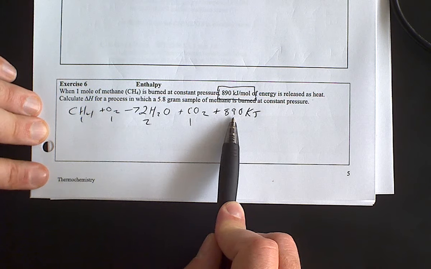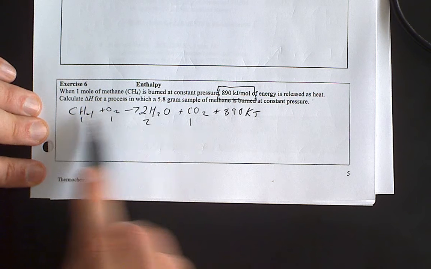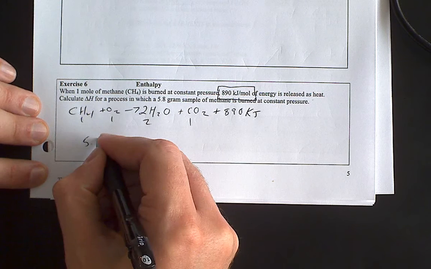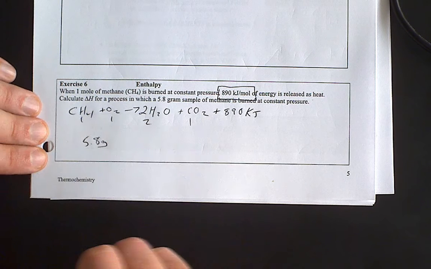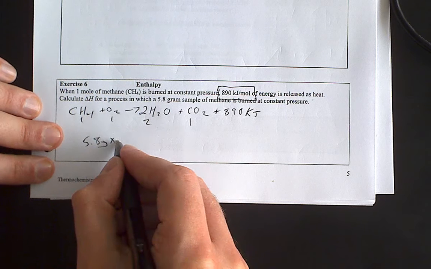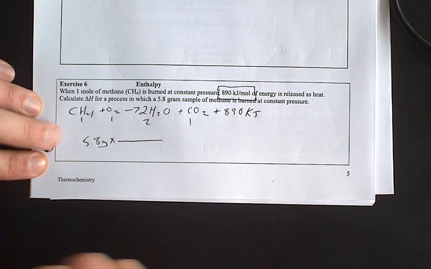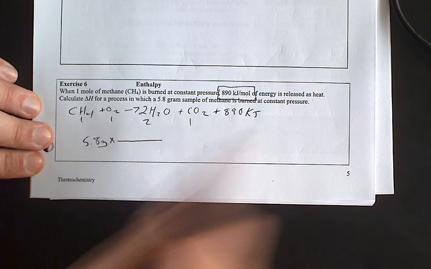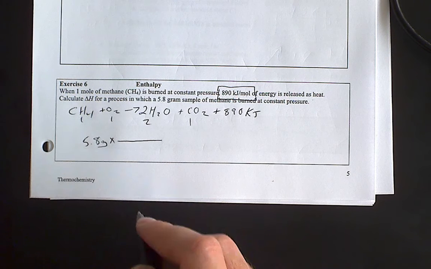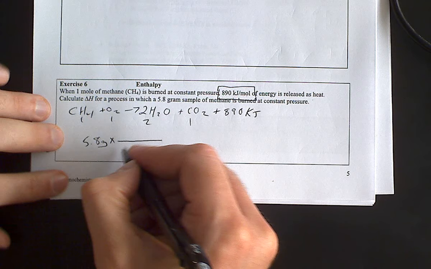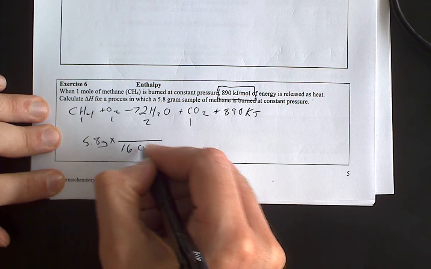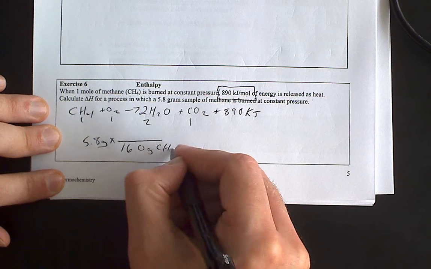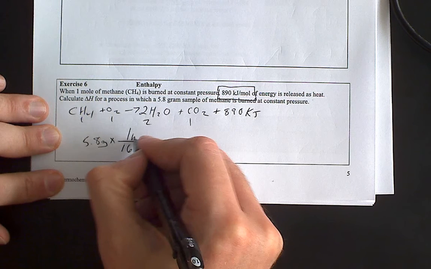Okay, so what we start off with is a 5.8 gram sample of methane, so 5.8 grams, and I'm going to convert this into moles, because we're dealing with quantities, and methane is CH4, so we're going to round that to 16 grams of CH4, and that equals 1 mole of CH4.